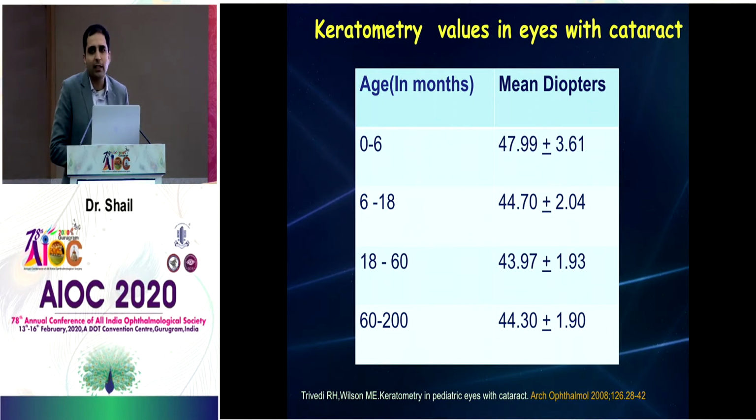There is very little data available on the normative database of the axial length of growing children or keratometry of children with cataract, because an eye with a disease behaves very differently from a so-called normal eye. So this was the normative database published by Dr. Rupal Trivedi, Dr. Ed Wilson and their group, where they found that in a very young child the corneas tend to be significantly steeper, and beyond 6 months is the time when the keratometry tends to stabilize to the average adult keratometry.